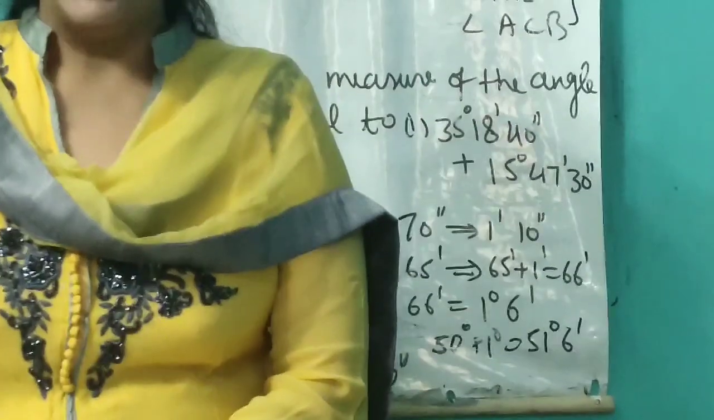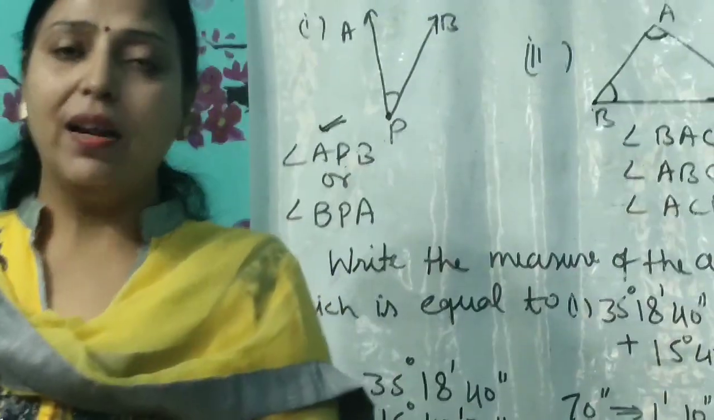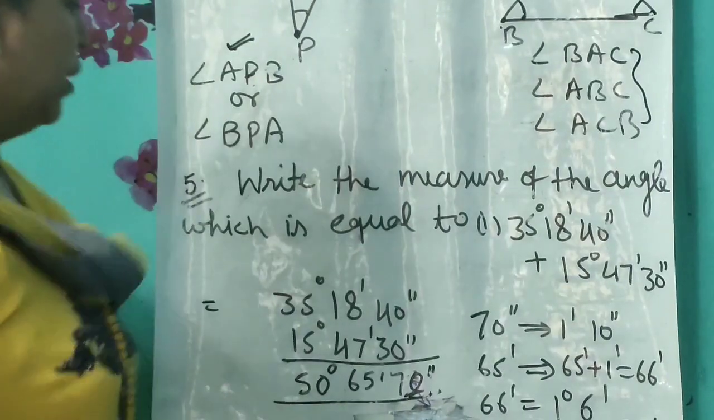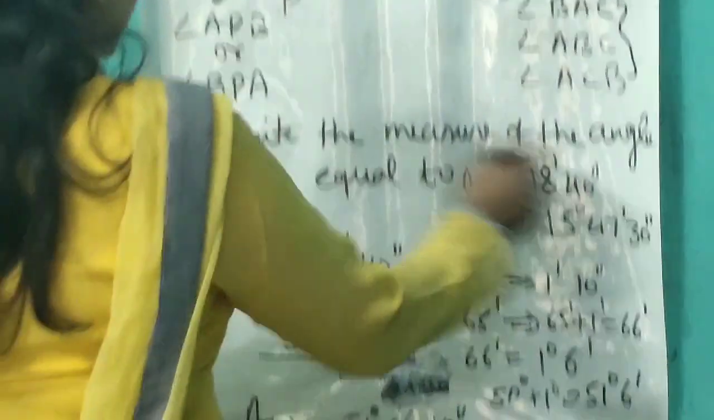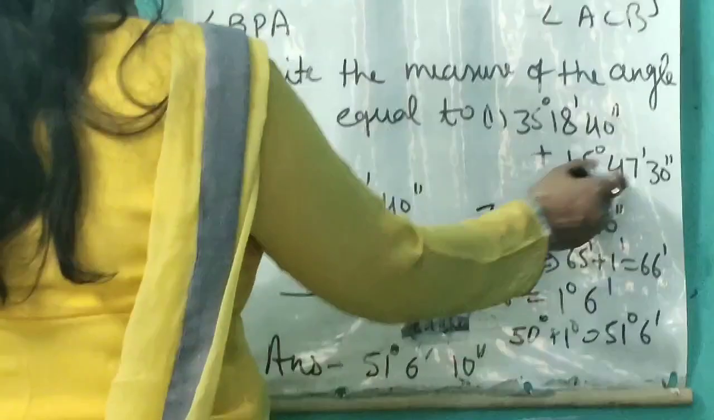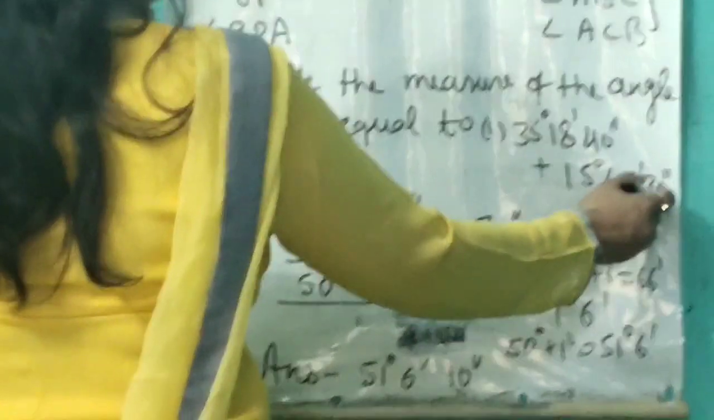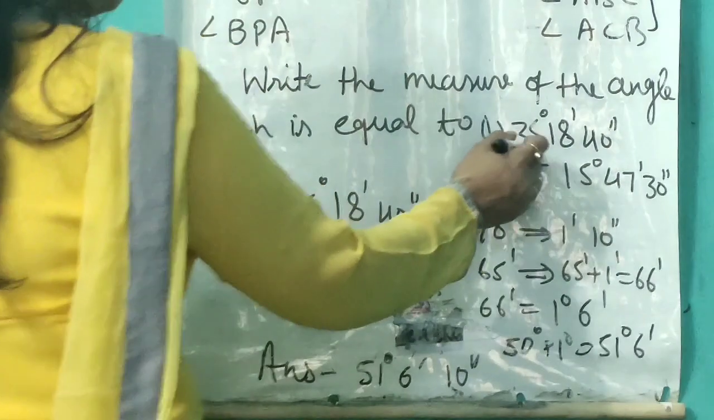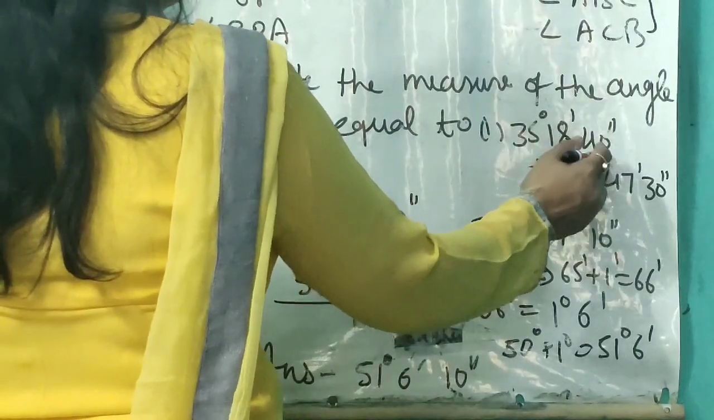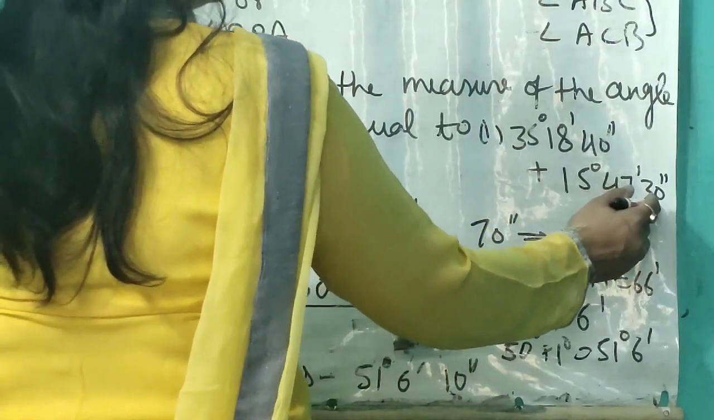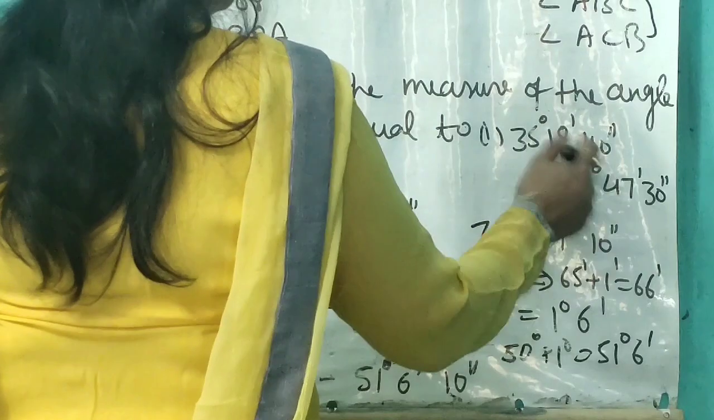Write the measure of the angle which is equal to, and some values are given. See here, question number 5. Write the measure of the angle which is equal to 35 degree, 18 minutes, 40 seconds plus 15 degree, 47 minutes and 30 seconds. Sorry, here I have pronounced wrong. So you have to add these two values.